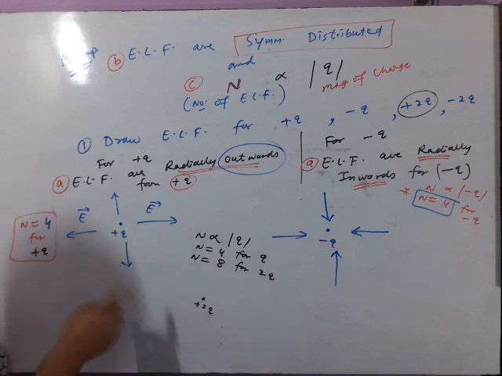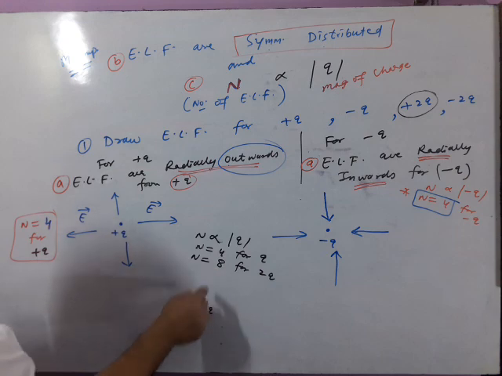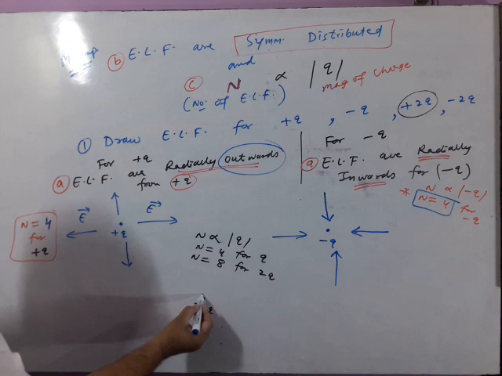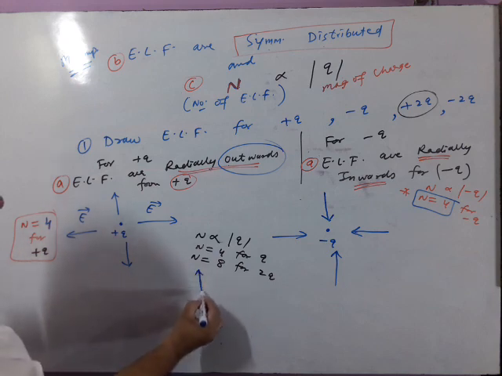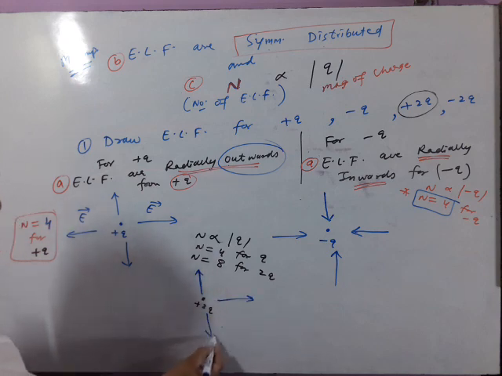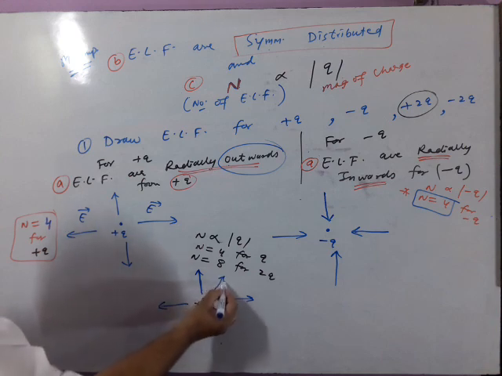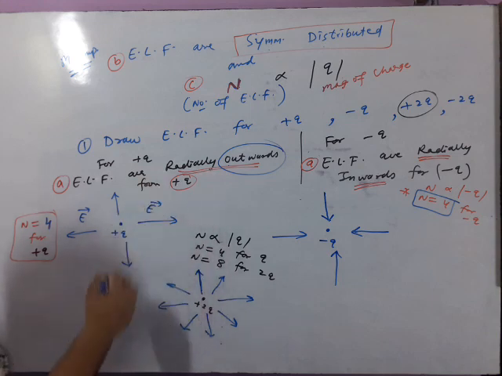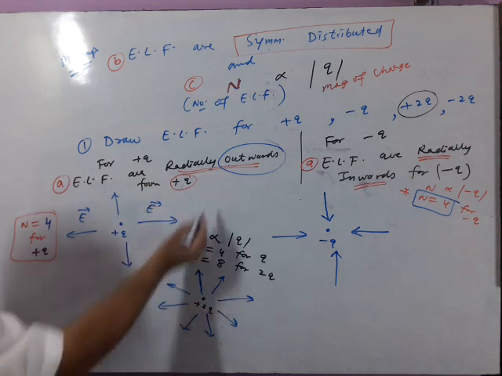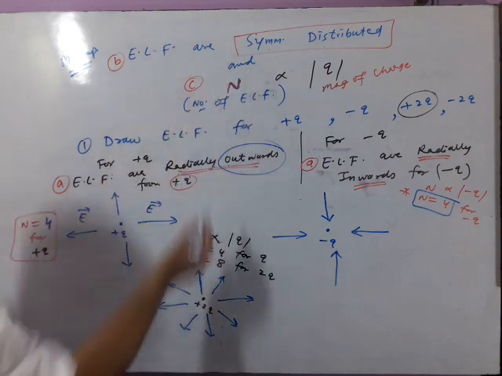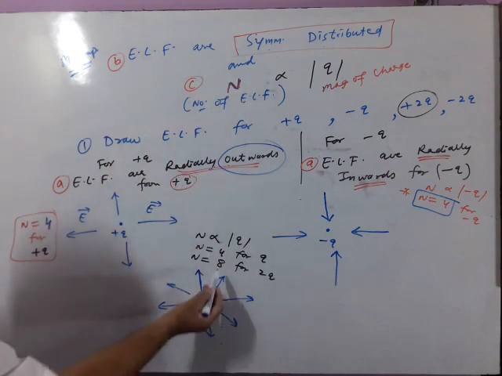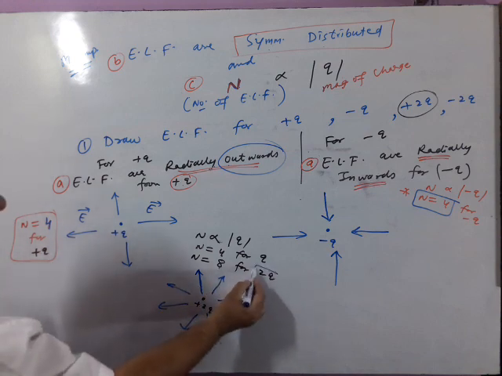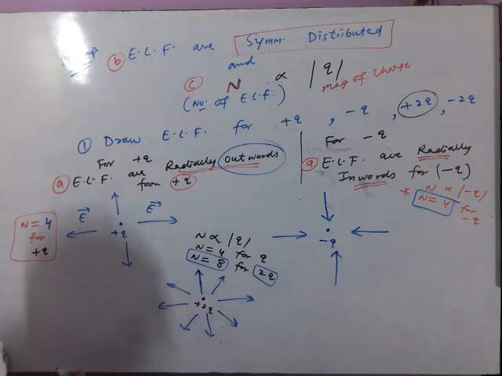We will see 8 lines will be drawn for 2Q charge as well as symmetrically. See symmetrical distribution. 1 radially outward because it is positive. 4, now the 5th, 6th, 7th and 8th. See, all the 3 points are covered. For positive, radially outward, symmetrically distributed, equally distributed, 360 upon 8. As well as on doubling the charge, lines are also doubled.